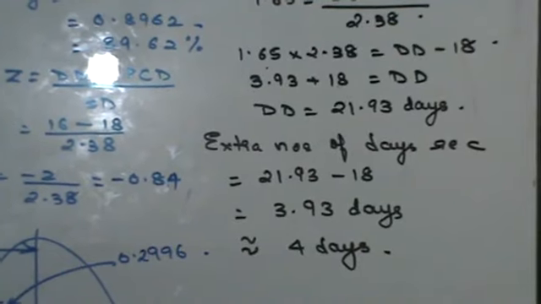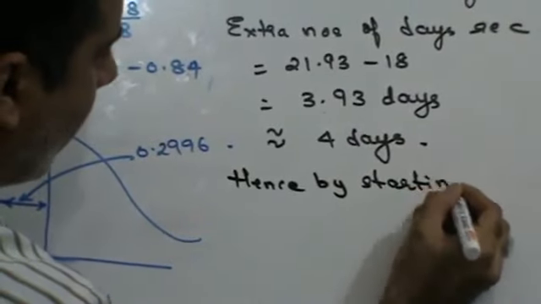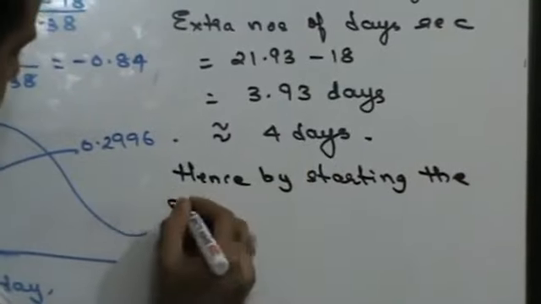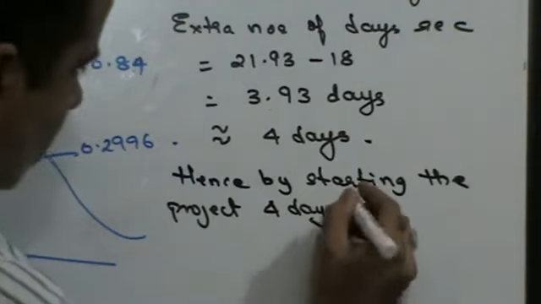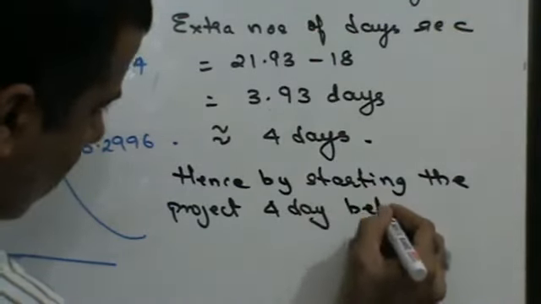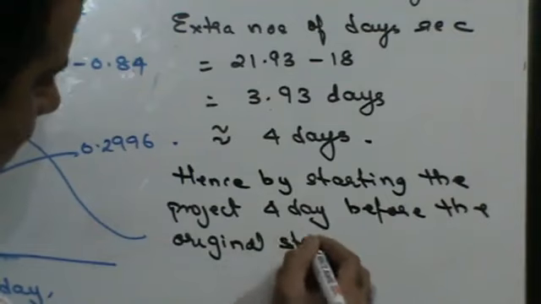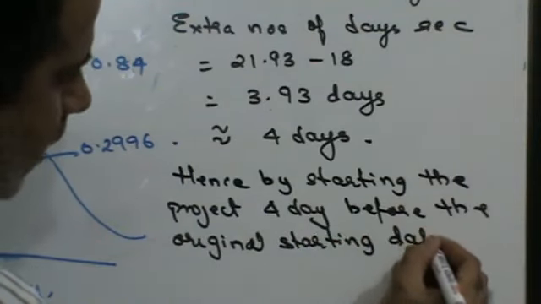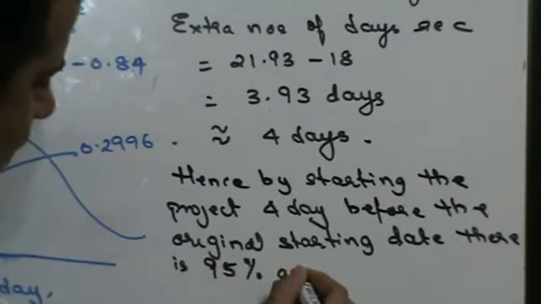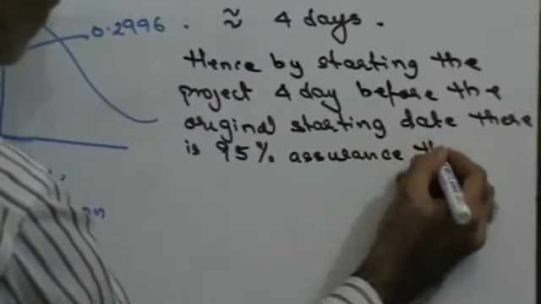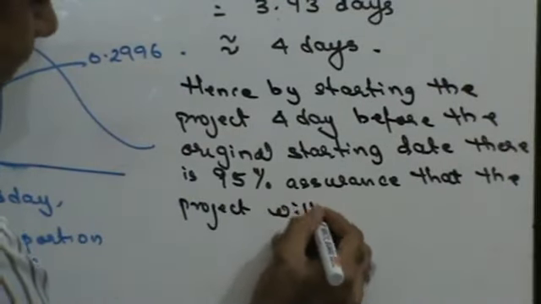So in that case, hence, by starting the project four days before the original starting date, there is 95% assurance that the project will be completed on time.